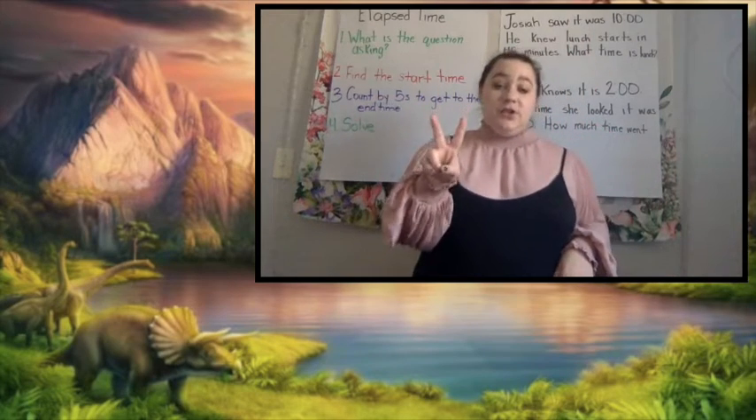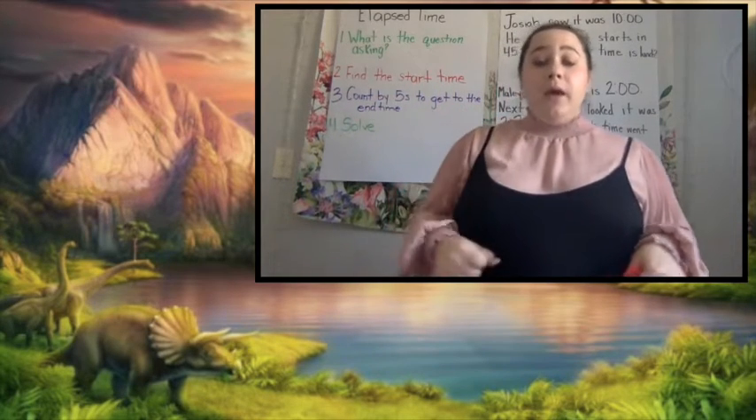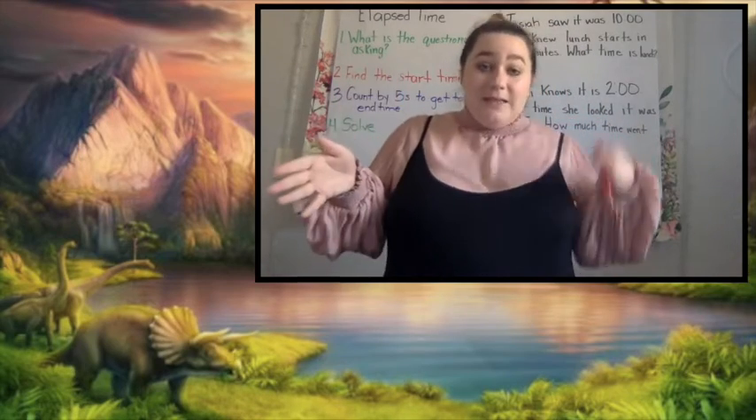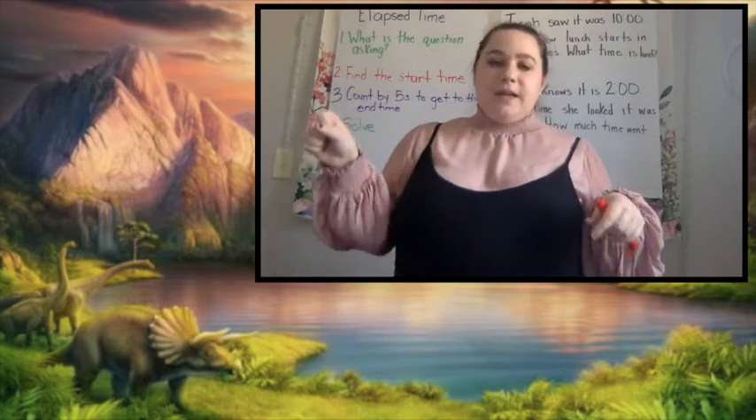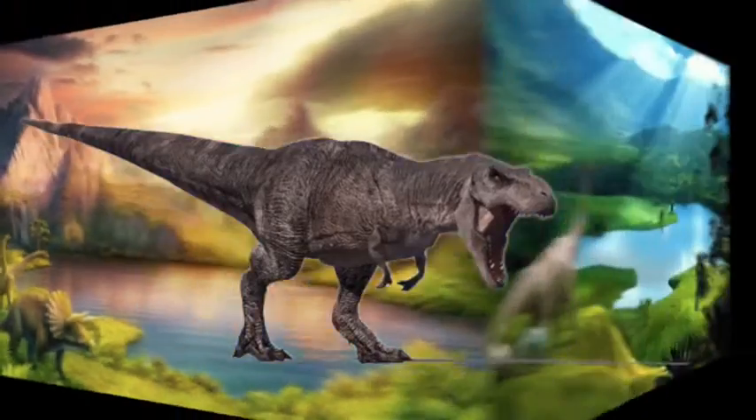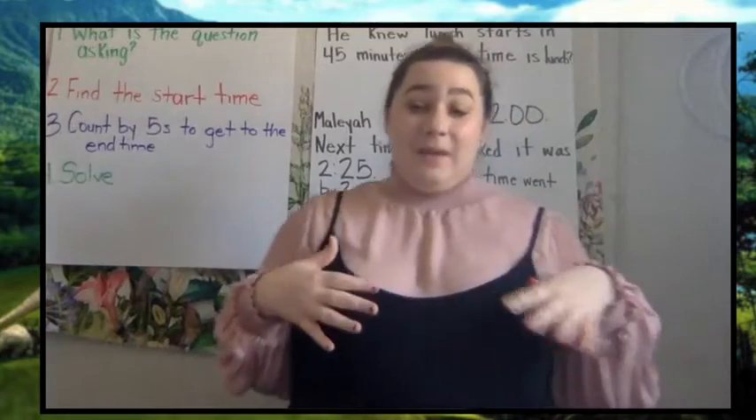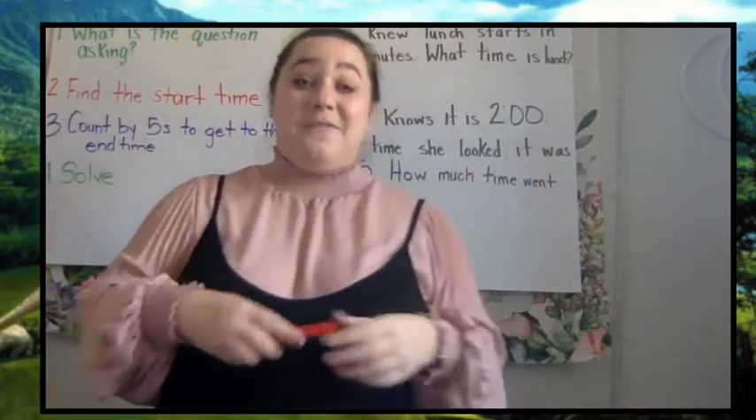Friends, today is day 2 of elapsed time. Remember, elapsed time is when we move from point A to point B. We're moving from a start time to an end time. When we're working with elapsed time for right now, we are counting by fives.